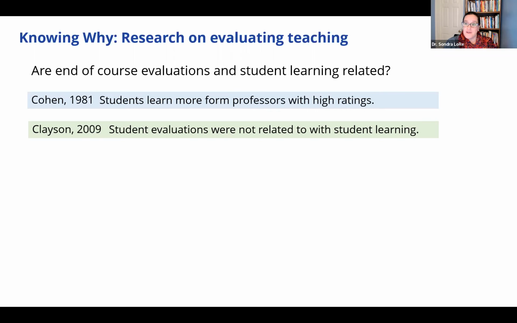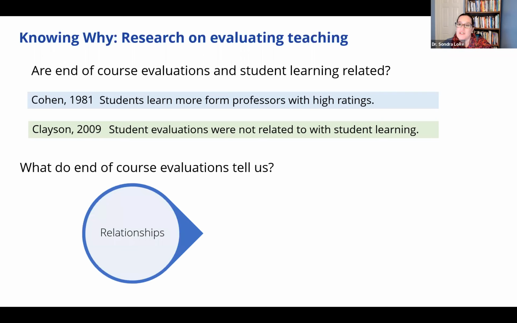Clayson's revisiting of all of these studies is saying, well, just because one teacher scores higher in the end of course evaluation, it's not showing that those students learn more. It's about relationships. So really, what do end of course evaluations tell us? They tell us about relationships and feelings of belonging. Which is good information to have.